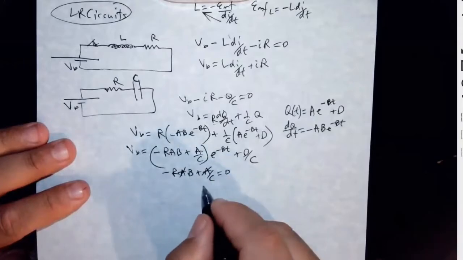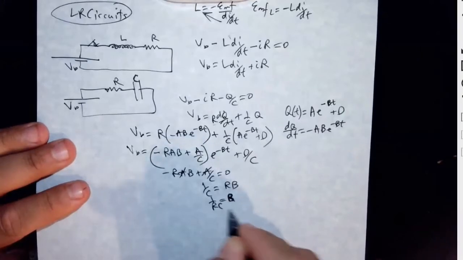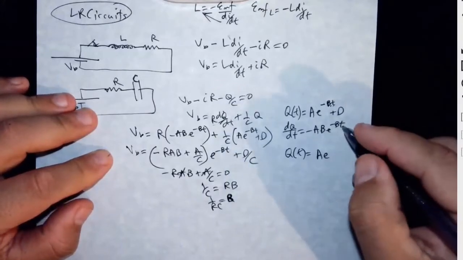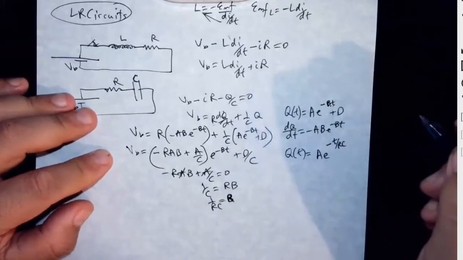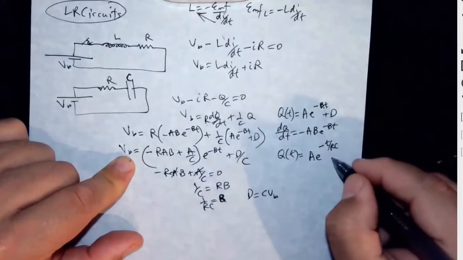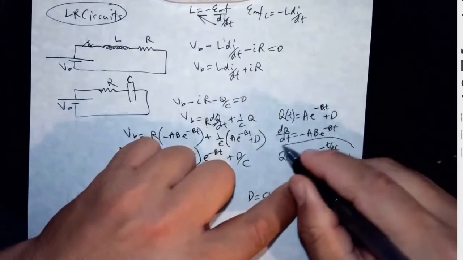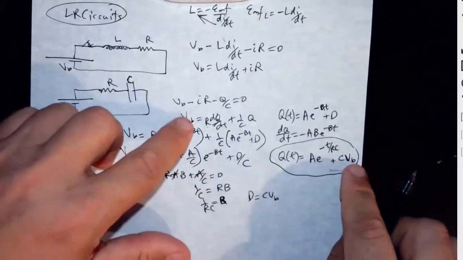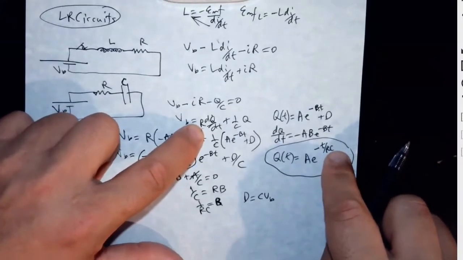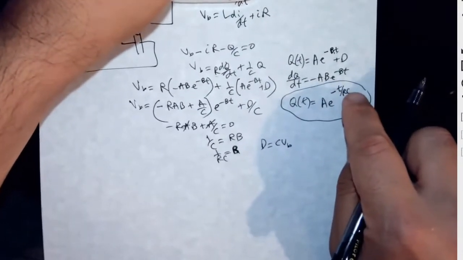Oh, we're solving for what D needs to equal. So we get 1 over C is equal to RB, and then B needs to equal 1 over RC. So then that replaces that: A e to the minus t over RC. And then D needs to equal CVB. So Q equals A e to the minus t over RC plus CVB. So that's the general solution of that kind of differential equation. This constant here is called the time constant of the RC circuit, and it must have units of seconds because the units have to cancel.